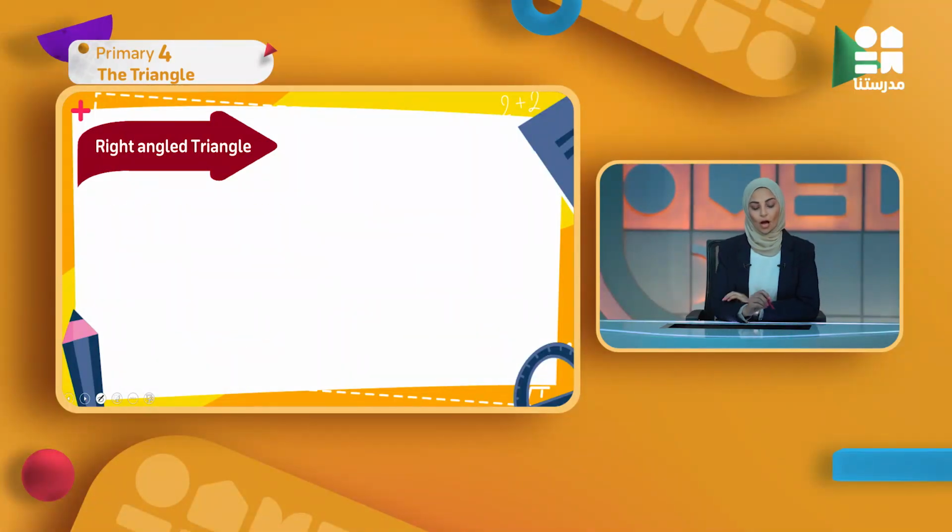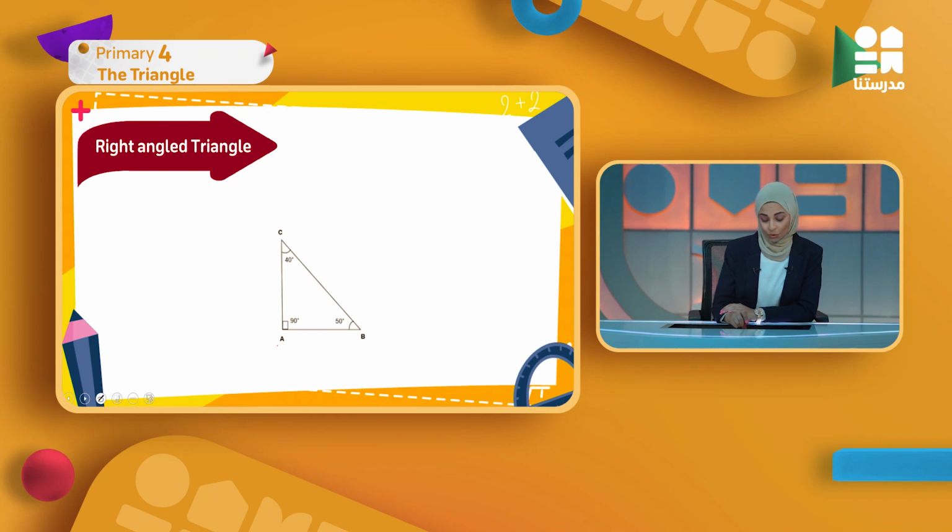Let's see the third type of triangle according to the measures of its angles. The third type is called a right-angled triangle. This triangle is called ABC. As I see, measure A equals 90 degrees. Who can tell me what 90 degrees means? Yes, as I said before, 90 degrees means a right angle.